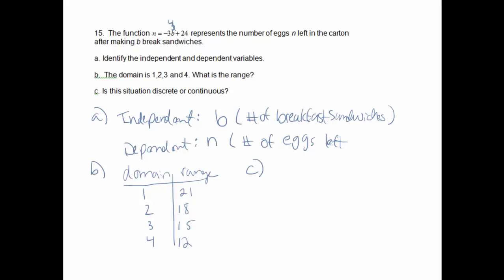And then C, it says, is this situation discrete or continuous? So we're going to be looking at the independent variable for this one, the number of breakfast sandwiches. Okay, since we would not really make a third of a sandwich or a quarter of a sandwich or 0.2 of a sandwich, we're basically only talking about we're going to make 1 sandwich or 2 sandwiches or 3 sandwiches. This situation is going to be discrete, so no whole numbers or anything like that.